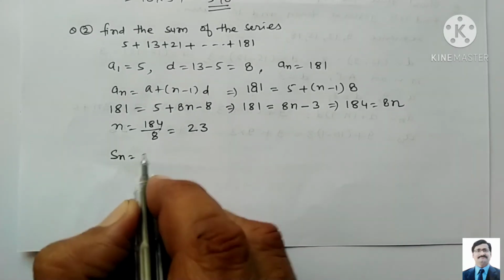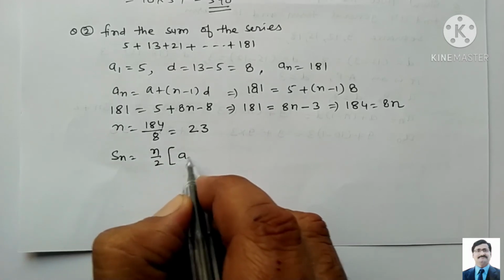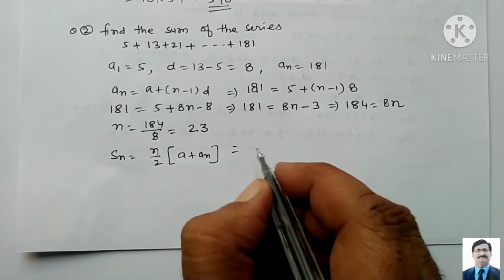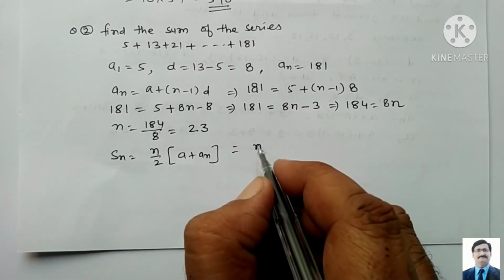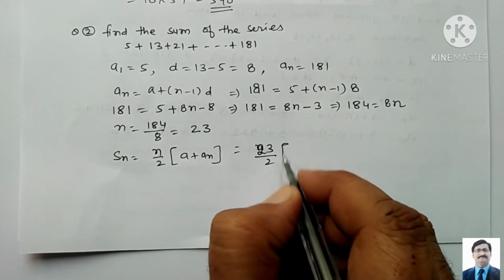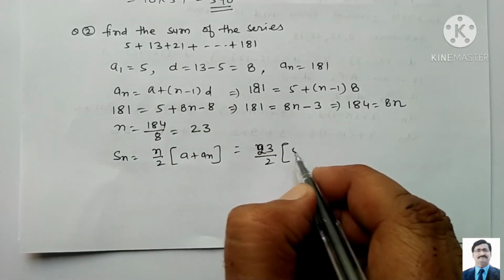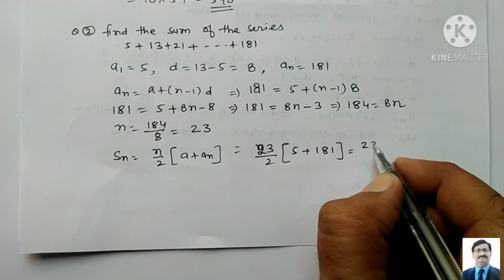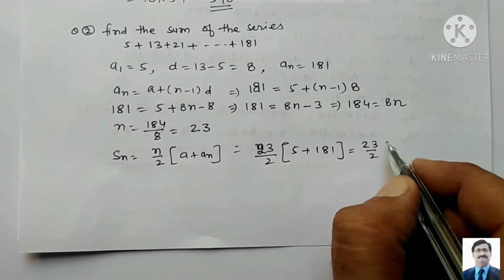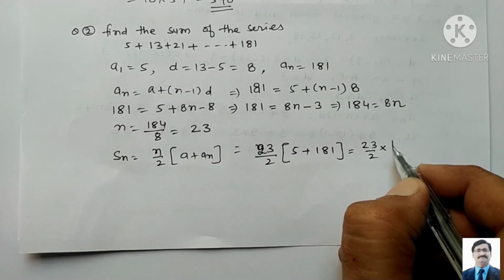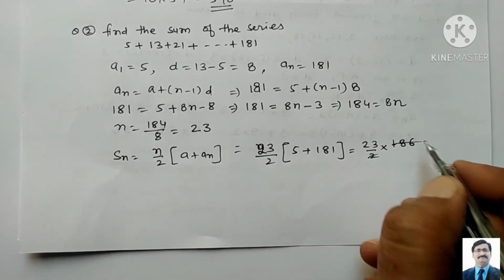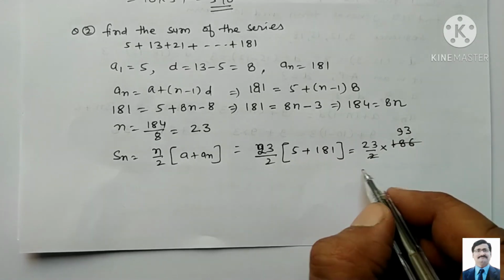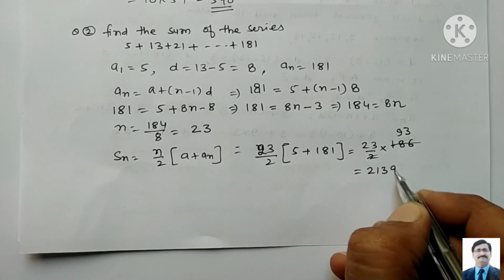Now we use the short formula Sn equal to n by 2 (a plus an). Why? Because here we know n, a and an, so we use the short formula. n is 23, so 23 upon 2, a is 5 and an is 181. We add 5 and 181, we get 186. We cancel 186 by 2: 2 nines are 18 and 2 threes are 6. Multiplying these two, we get 2139. All of you understand this?